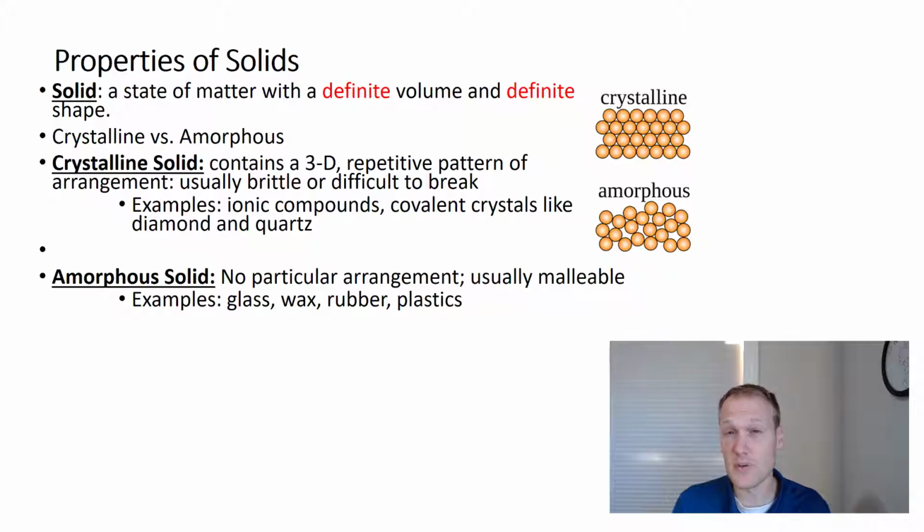The first way is if it was a crystalline solid. This would be a repeating pattern that gives us a 3D structure of the object. Ionic compounds, covalent crystals, any type of crystal would be a crystalline solid.